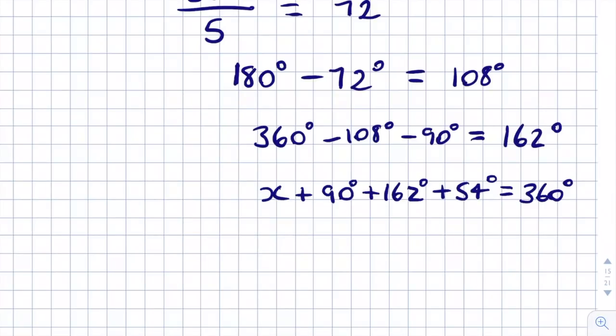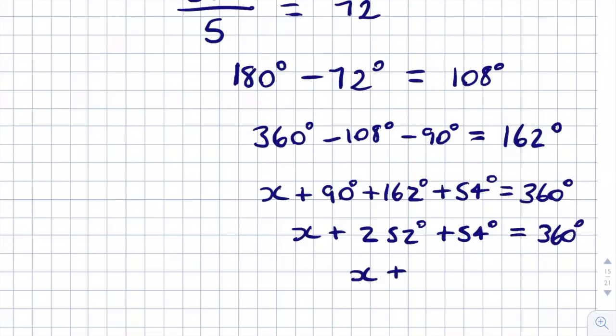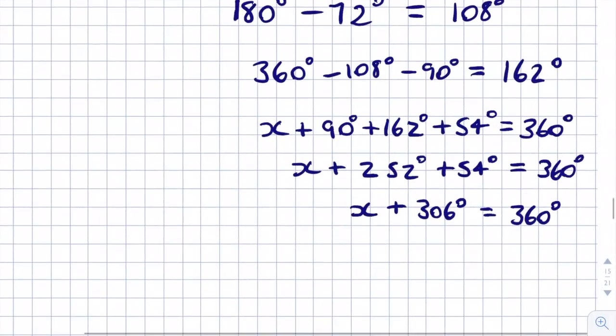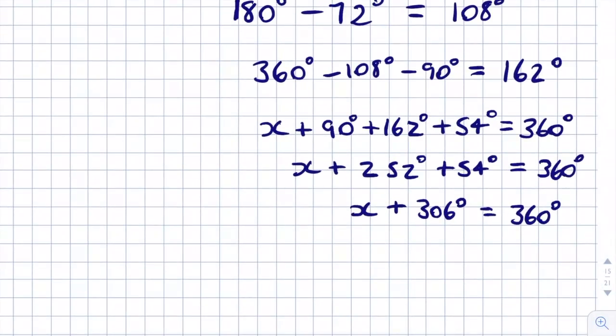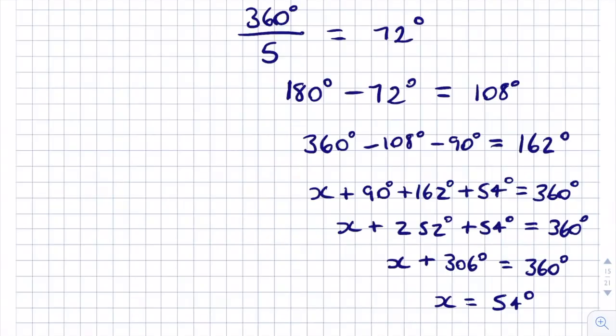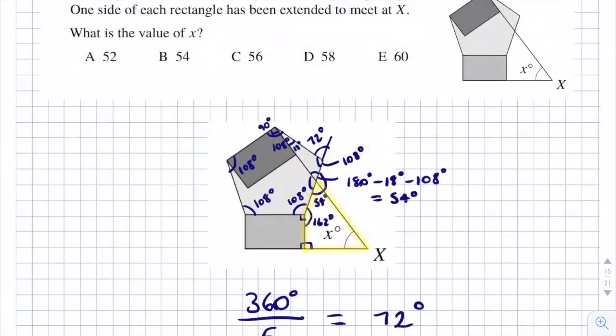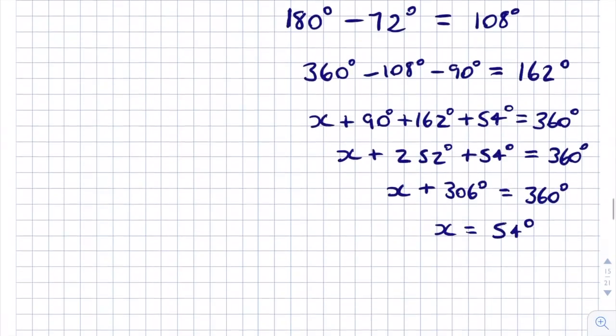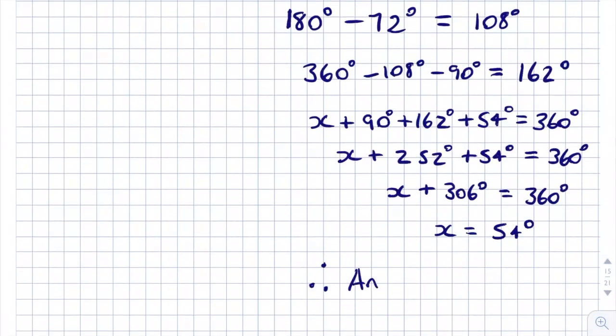Now 90 plus 162 is 252, plus the 54, equal to 360. 252 plus 54 is 306. And that's equal to 360. So I now need to subtract 306 from both sides. And I get an answer as x is equal to 54 degrees. So we've got an answer as x is 54 degrees, which is answer B. So therefore, final answer equals B.